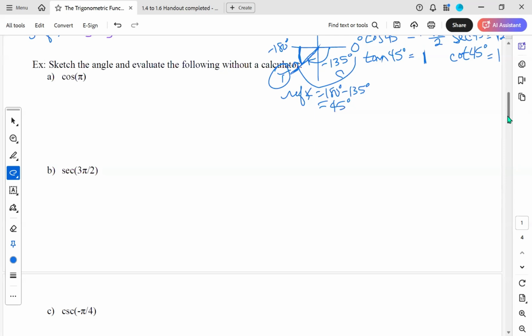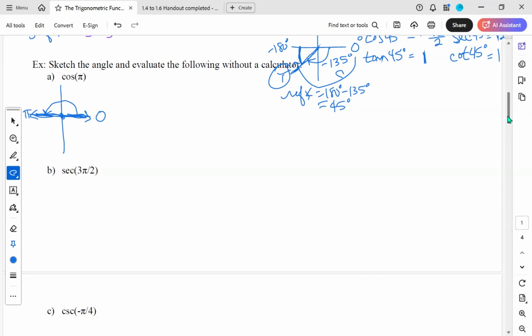We want to sketch the angle and evaluate the following without a calculator. Okay, so we start with the cosine of pi. We want to sketch pi. So here I've got 0. Here I've got pi. So that's my initial side. This is my terminal side. So I'm going from here to there. Okay, so that's how I would sketch pi.